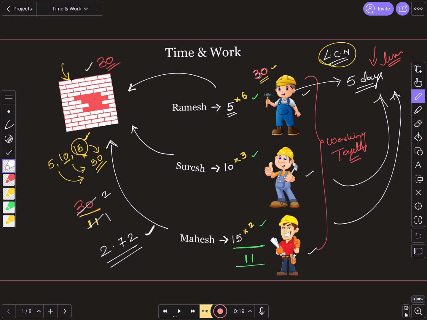As I told you, the logic said it to me at the start. It should be lesser than 5 days. Yes, it is lesser than 5 days. It is 2.72 days. So when all the 3 are working together, 2.72.